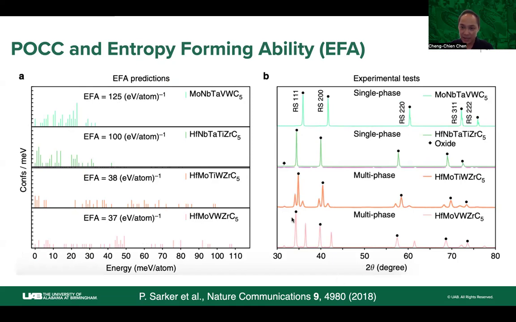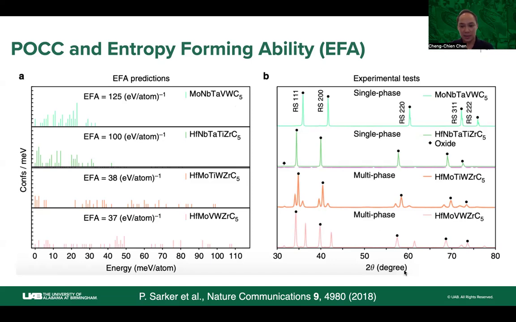Right-hand side are the corresponding experimental data on X-ray diffraction peaks for the corresponding materials. In the top material, you see clean X-ray diffraction peaks, indicating the formation of a single-phase solid solution of these 5-metal high-entropy carbides. In the bottom material, you see a lot of noisy peaks, indicating you form multiple phases, not a single-phase solid solution.